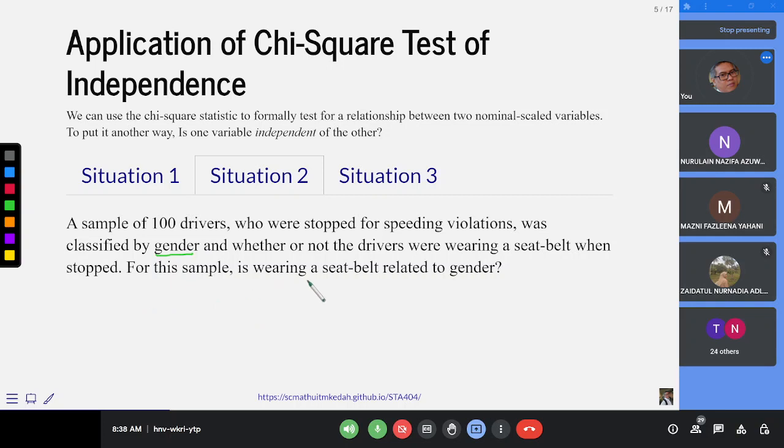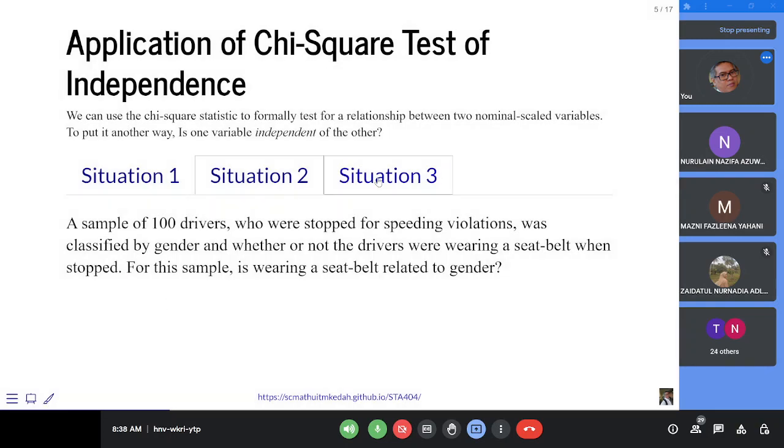So for this example, you have the association. You are looking for the association between wearing seatbelt and gender. Okay, so you're looking at wearing seatbelt to gender. So in this situation, maybe you're gonna look at whether a female is more prone to not wearing a seatbelt compared to male driver. Okay, so that is the situation. Alright, so that is for the second one.